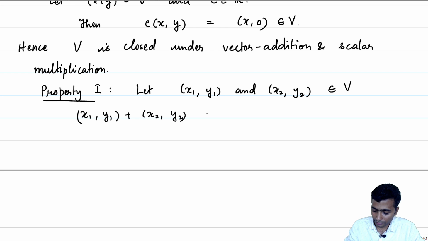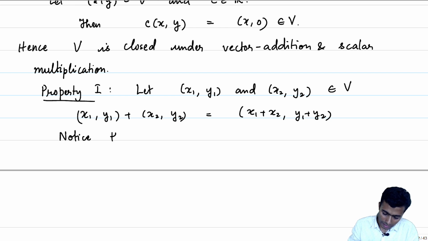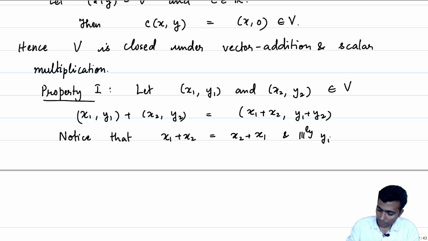(x1, y1) plus (x2, y2) is just component wise addition, which is (x1 plus x2, y1 plus y2). Notice that x1 plus x2 is just addition of two scalars, and x1 plus x2 is equal to x2 plus x1. And similarly, y1 plus y2 is the same as y2 plus y1.